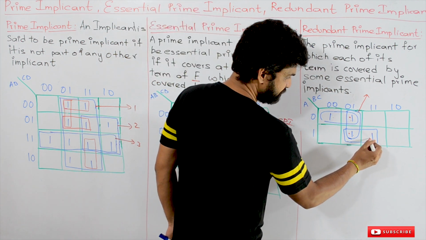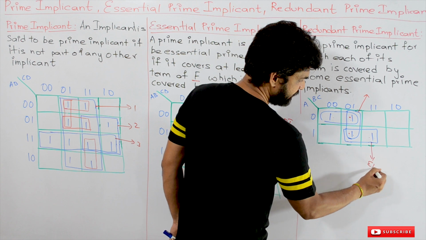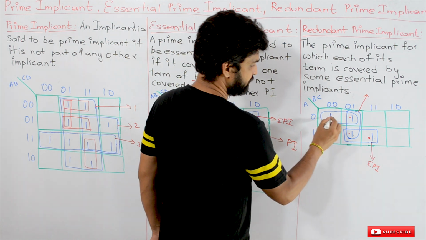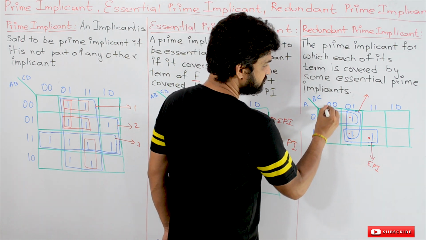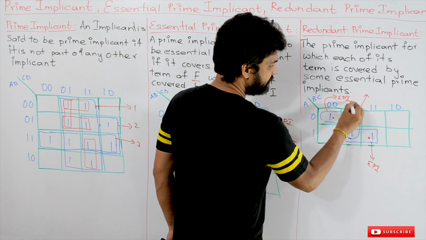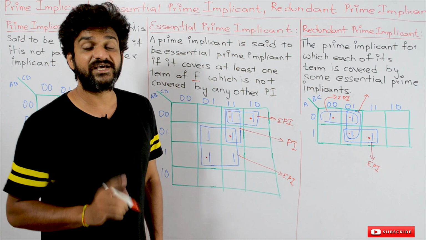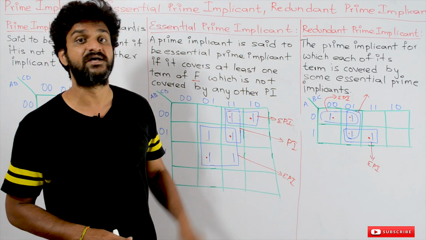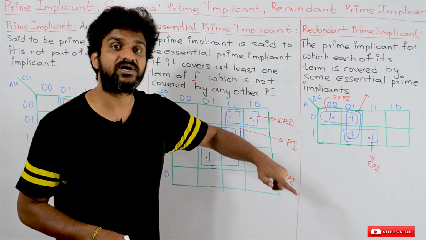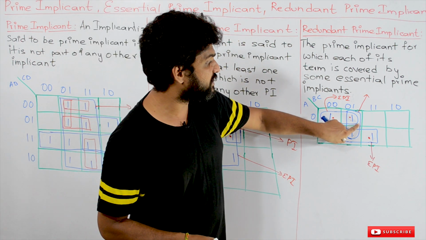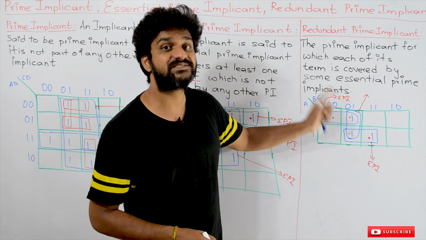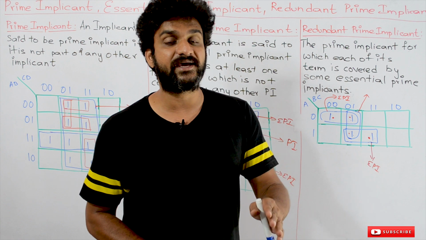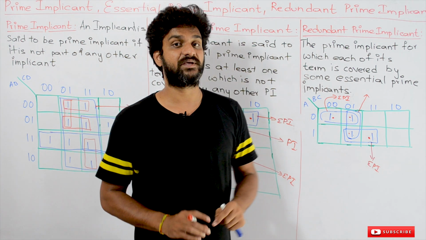This is an essential prime implicant because it has one term which is not covered by any other prime implicant. Similarly, this is also an essential prime implicant because it has one term not covered by any other prime implicant. But this one is not essential, it is a redundant prime implicant, because each and every term of it is covered by some other essential prime implicant. Such prime implicants are called redundant prime implicants.